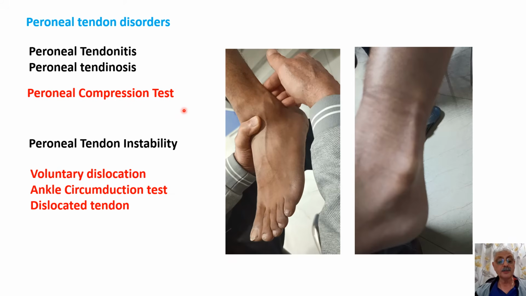The other common pathology with the peroneal tendons is the instability of the peroneal tendons, and in these patients the peroneal tendons may dislocate anteriorly, and they are obvious sometimes, and people can even voluntarily dislocate their tendons in certain patients, and you can provoke this instability or the dislocation of the tendons by an ankle circumduction test.